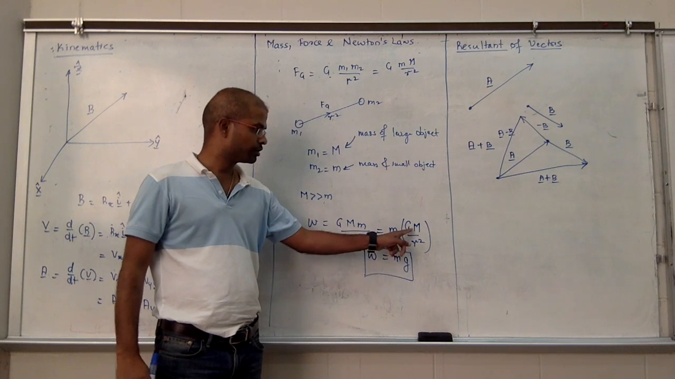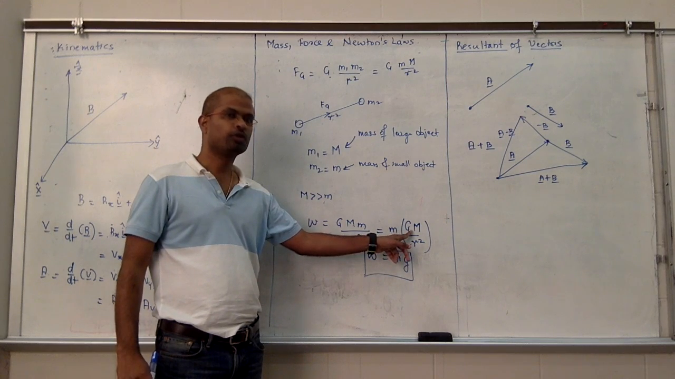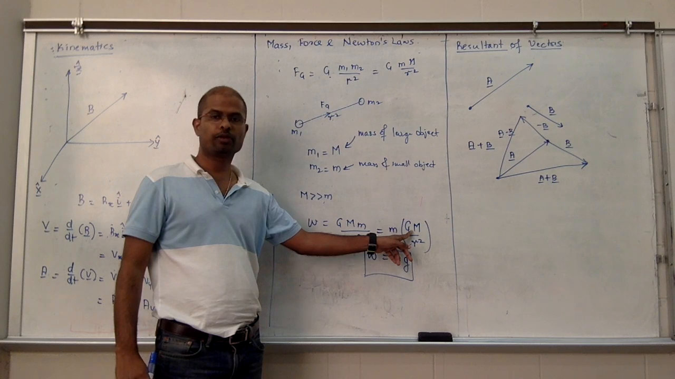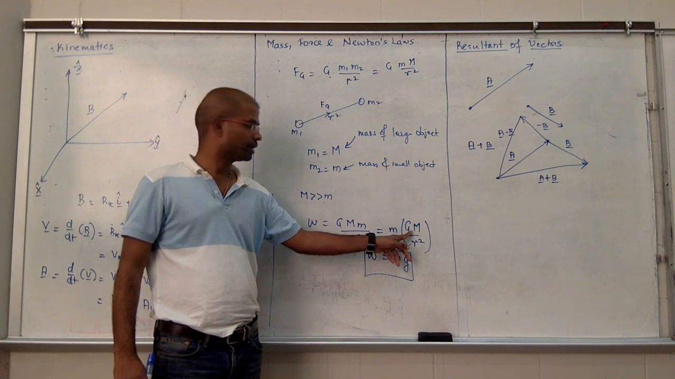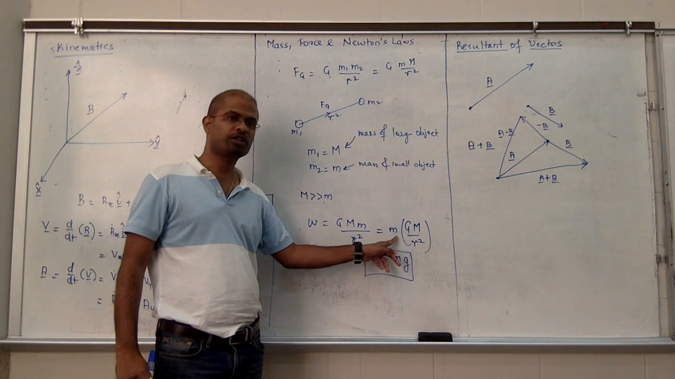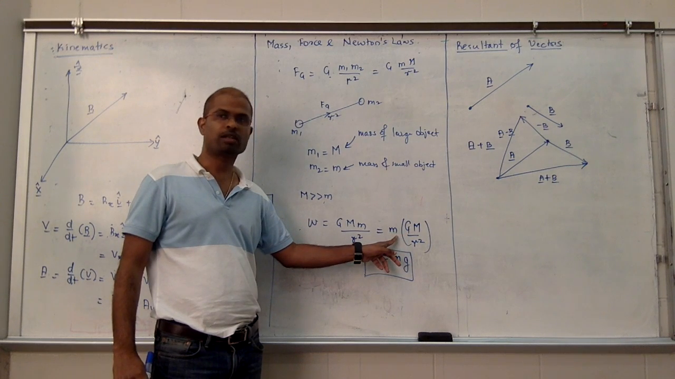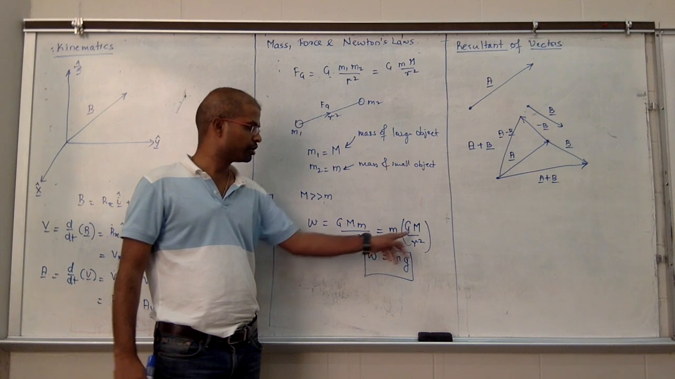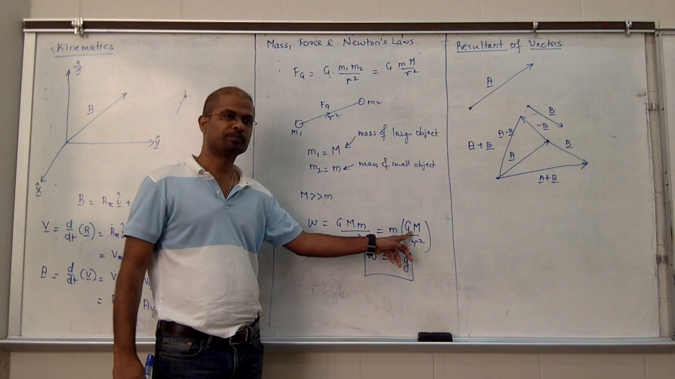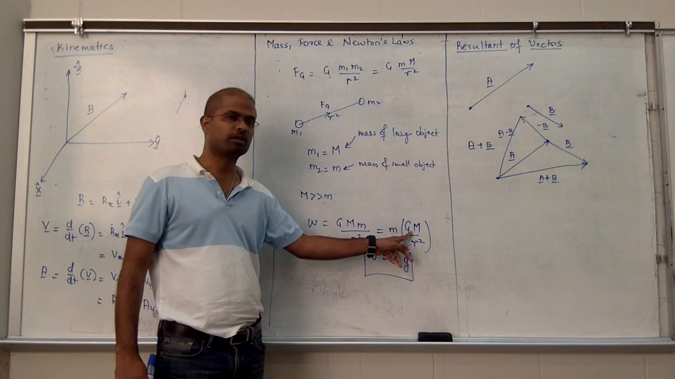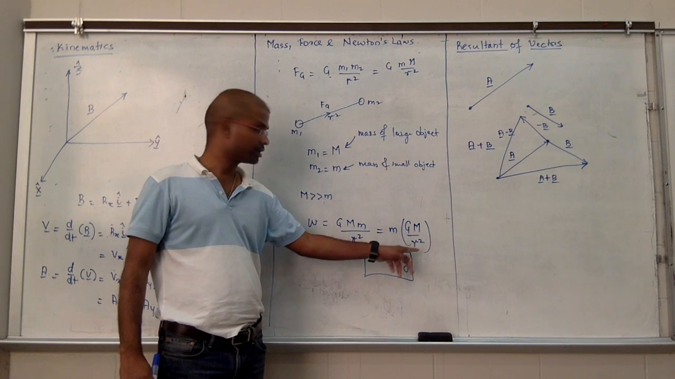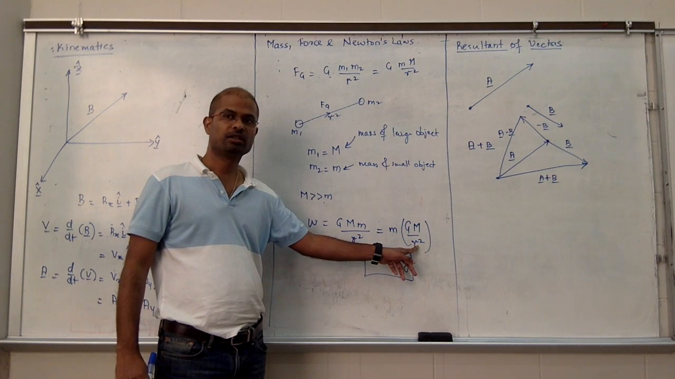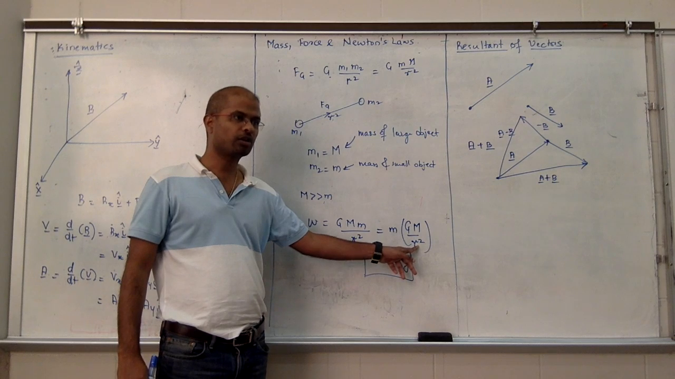Now this G is constant. Does your weight change when you go from one planet to another? Yes, it changes. Does mass change? Mass doesn't change. So this g is a property of the object which you are on. In our case this is Earth, M is the mass of Earth, and R is the radius of Earth. So these are all constants.